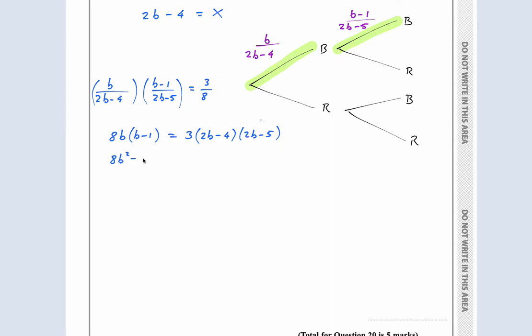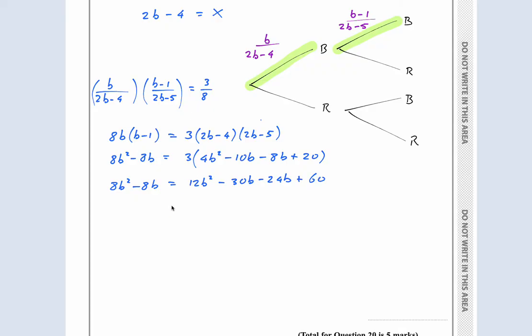8b squared minus 8b equals 3 times, I'm going to do this separately, guys, 2b times 2b, 4b squared. 2b times minus 5 is minus 10b. Minus 4 times 2b is minus 8b. Minus 4 times minus 5 is plus, minus times minus is plus 20. 8b squared minus 8b equals, multiply out by 3, 12b squared minus 30b minus 24b plus 60.